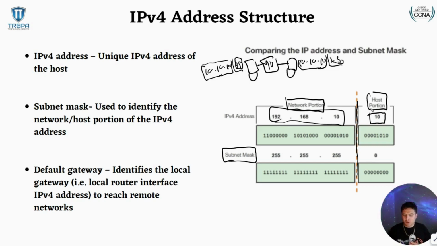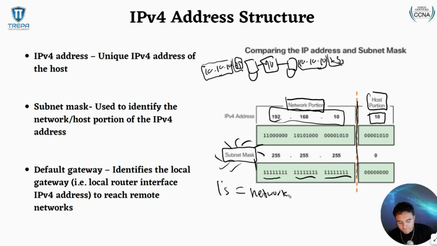Okay, so now let's break this down, right? So as we can see here in this subnet mask, all these ones here represent the network portion. So in our subnet mask, the ones, we know they're on bits, right, are going to equal the network portion. And in our subnet mask, the zeros are going to equal the host portion.